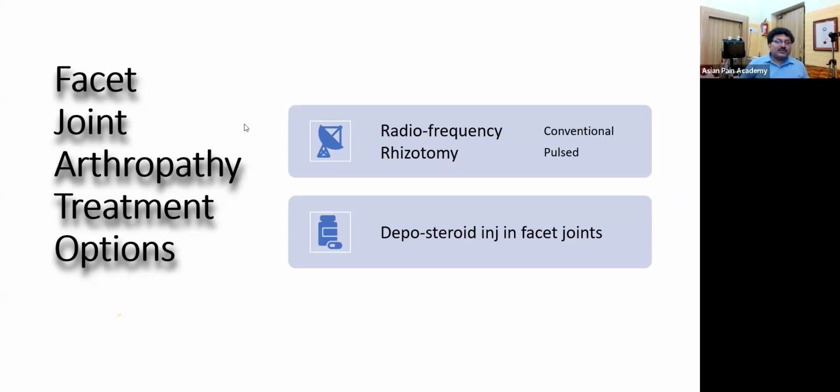I'll be discussing this when we discuss the facet joint exclusively. And then if we confirm there is facet joint pain, we can go for radiofrequency rhizotomy. This is basically a procedure where, with heat, we are burning the nerves which are carrying pain from those facet joints. It has two types: one is conventional and one is pulsed. And nowadays a third type has also arrived, known as cooled radiofrequency. I think you have seen the radiofrequency lecture. There I have discussed all three types of radiofrequency.